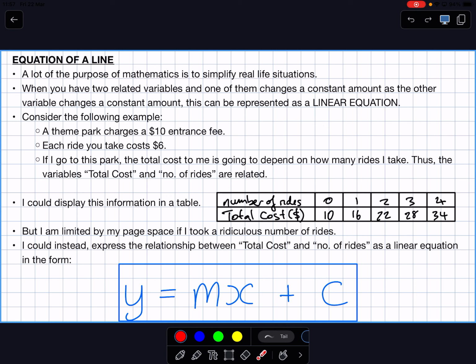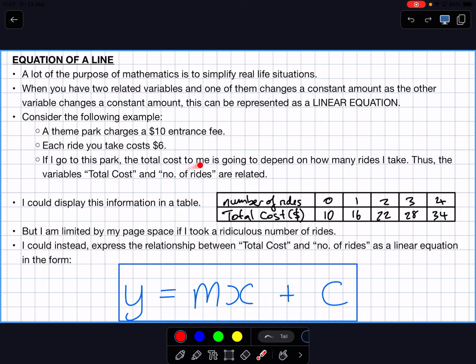I've got a theme park to get in. It's $10. What's the going rate these days? Is it like 50 or something? There's an entrance fee. Just to get into the gates, you need to pay. You haven't even gone on any rides yet. So here it's $10 to get in, and every ride you take is going to cost $6.